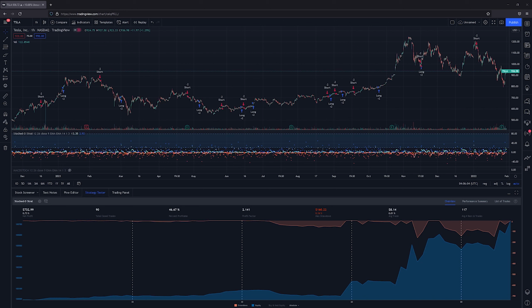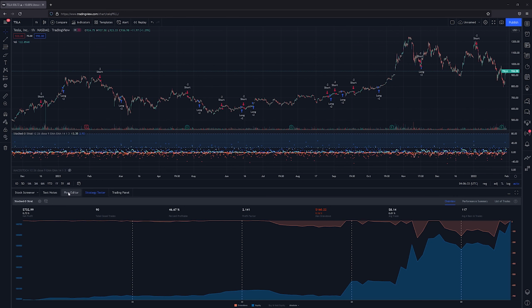All right, as you can see, we are in TradingView. We're still on Tesla. I switched it to the 1-hour chart because that was a profitable one. And you can see that we still have our custom indicator, the Stoke D Strat, pulled up. And I'm going to show you guys how to get to the strategy tester. Well, it's pulled up. And then I'll show you what everything means.